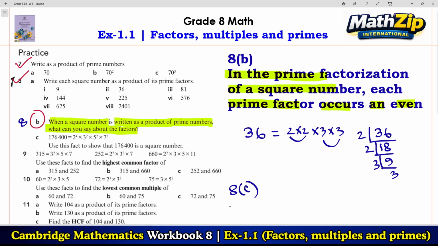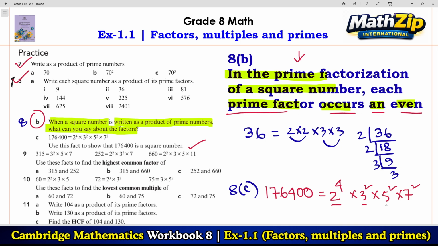Question 8c. Almost the same thing. Here, 176400 equals 2 to the power 4 times 3 square times 5 square times 7 square, right? Use the fact to show 176400 is a square number. Yes, it's a square number. If we see 8b, it is mentioned that each prime factor occurs an even number of times. Here 2, 3, 5, 7 are prime numbers, and 2 to the power 4, 3 square, 5 square, 7 square, the exponents are even numbers.